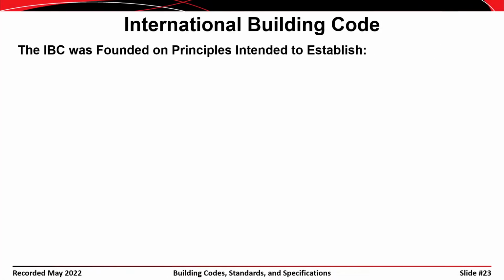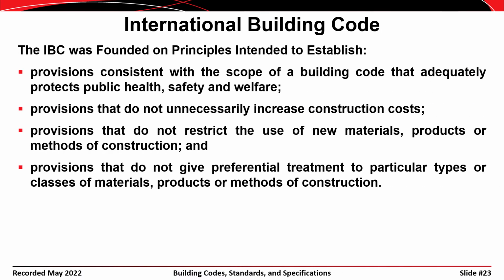The International Building Code was developed with the ideas that its provisions should adequately protect public health, safety, and welfare, should not unnecessarily increase construction costs, should not restrict the use of new materials, products, or methods, and should not give preferential treatment to particular types or classes of materials, products, or methods of construction.